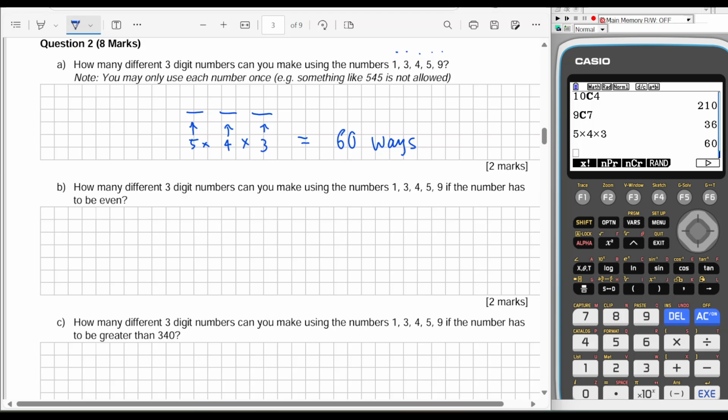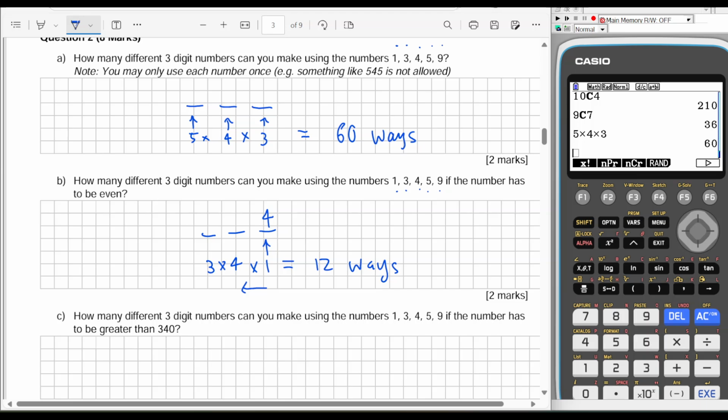How many different 3-digit numbers can you make if the number has to be even? So we sort of go like this, and we've got to have pretty much just a 4 at the end. So this must be a 4, because if it's a 1, 3, 5, or 9, that would be an odd number. So this has one way to work it out. I'm going to move right to left in this one. So I've used up one of my 5 numbers. I now have 4 numbers left. And then I've used up one of those, so I now have 3 numbers left. So it's 12 ways to do this.